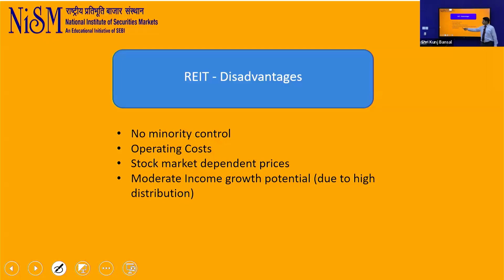Moderate income growth potential due to high distribution. So that's the reason why REIT prices will not give too much return in terms of capital appreciation, because the objective is to invest in rental generating assets, and most of it is getting distributed. 90% of it is getting distributed. So expecting capital appreciation is not much. There can be exceptional cases wherein we can get that return.